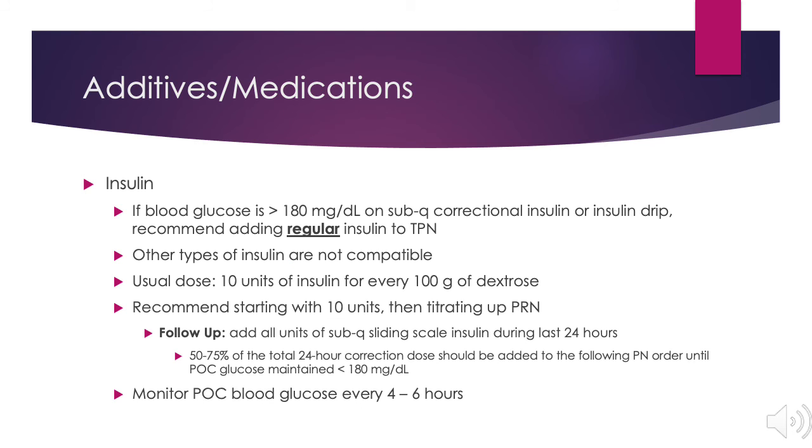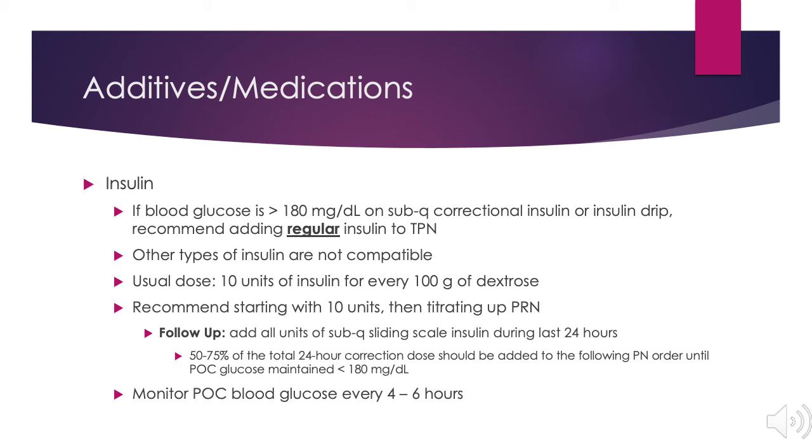Insulin is another medication that we sometimes use in our TPN solutions, and we begin adding insulin to TPN solutions if the blood glucose of the patient is consistently above 180 milligrams per deciliter and the patient is already on a sub-Q correctional sliding scale or on an insulin drip. We recommend adding regular insulin to our TPN only. Other types of insulin are not compatible.